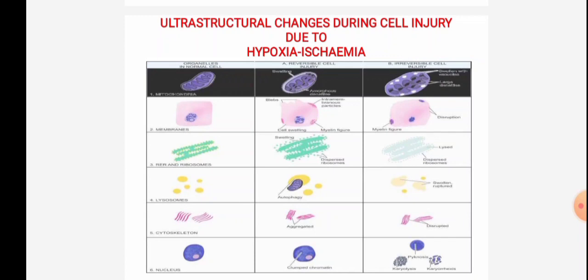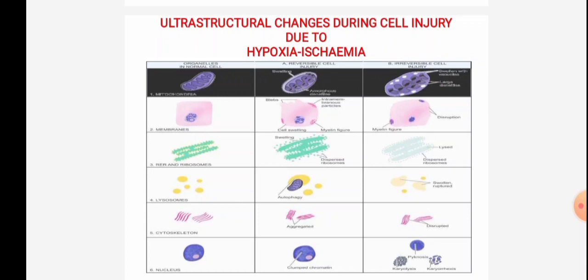In irreversible cell injury, the amorphous densities become larger, and swelling with vacuoles is also produced. For the membrane, in reversible cell injury, small blebs and membrane particles are produced, along with cell swelling. In irreversible cell injury, myelin figures form and there is disruption of the membrane.